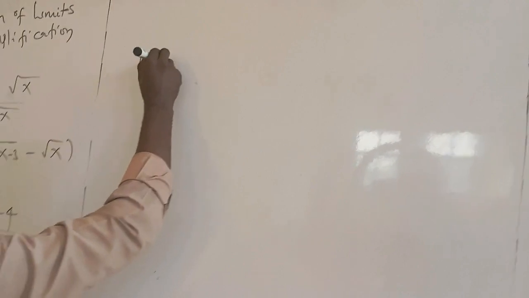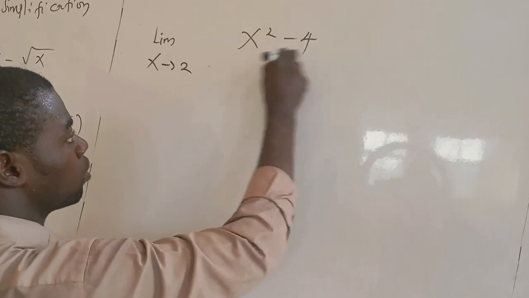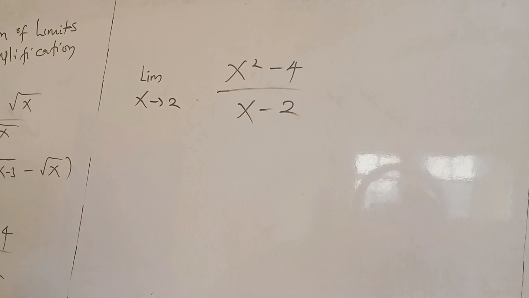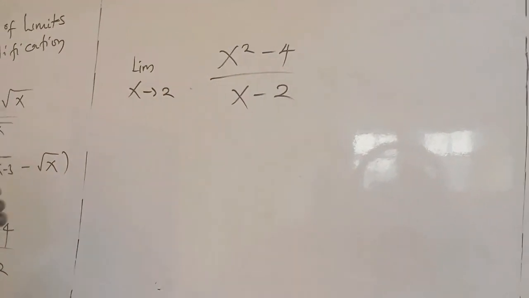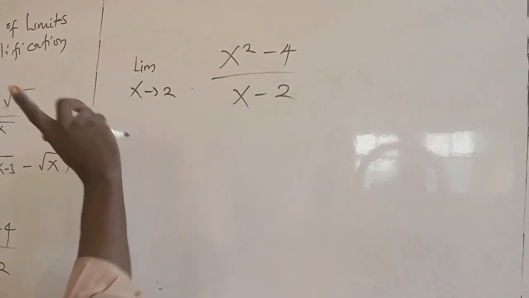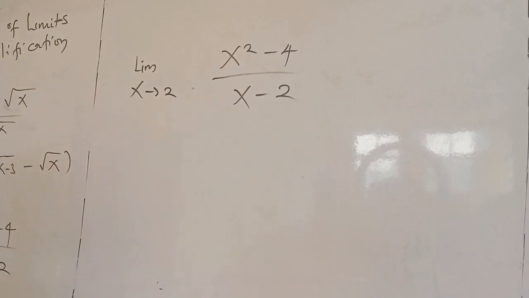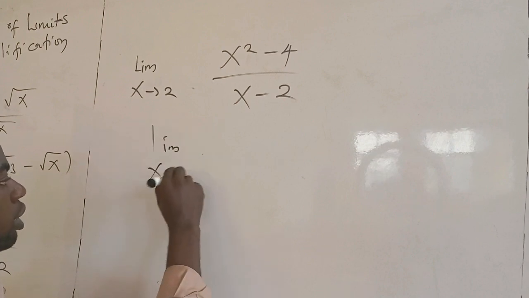Question number 3. The limit as x approaches 2 of x squared minus 4 all over x minus 2. Okay, so you can see that we cannot substitute 2 for x, although x approaches 2, because 2 minus 2 is 0, and we don't want to divide by 0. And if you look at this particular question, it does not have a radicand, no roots. So we can simply go ahead and factorize.